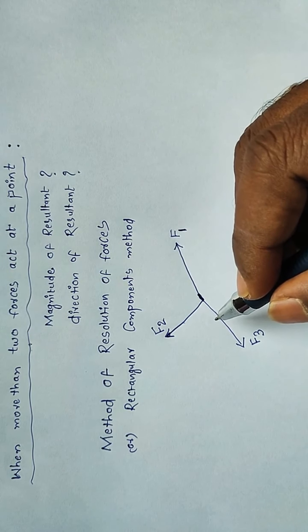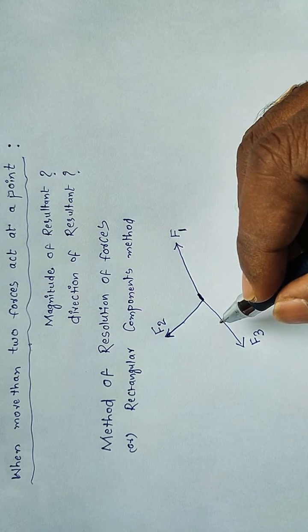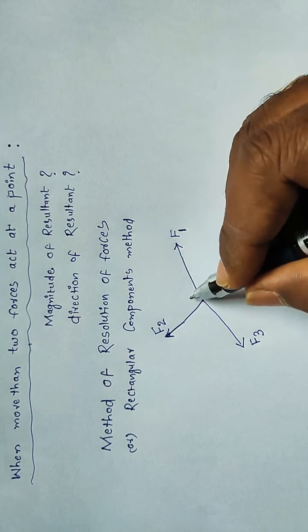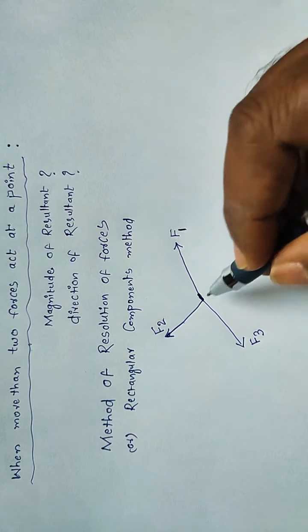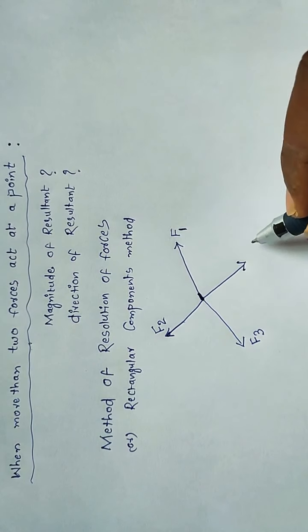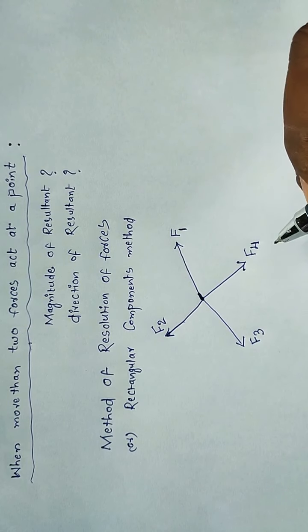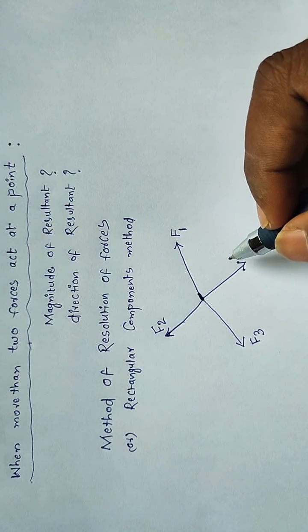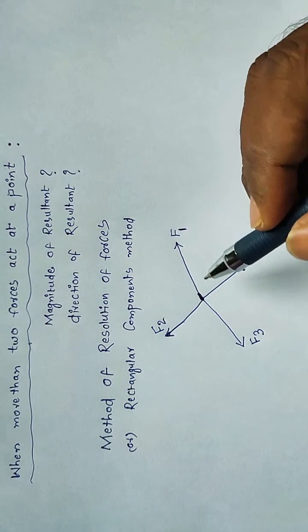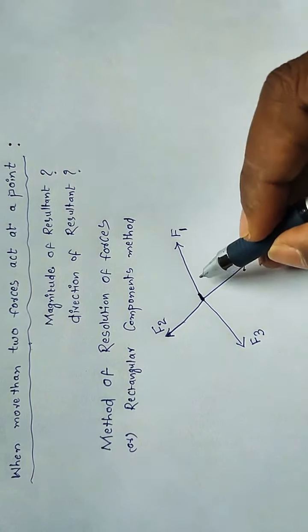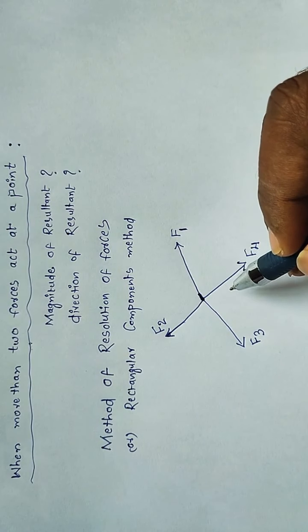because here we are considering more than two forces. In the parallelogram law of forces we considered only two forces, but when more than two forces act at a point, these are concurrent forces because all the forces are acting at a point, or they are intersecting at a point. So here we are considering four forces meeting at a point. According to the method of resolution of forces, first we have to resolve all these forces into horizontal and vertical components.